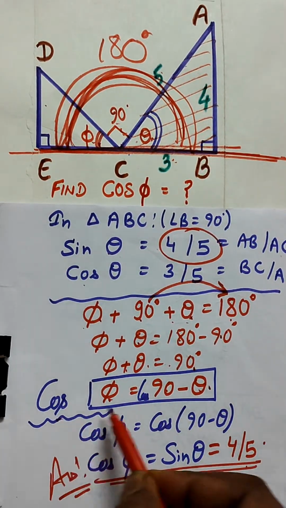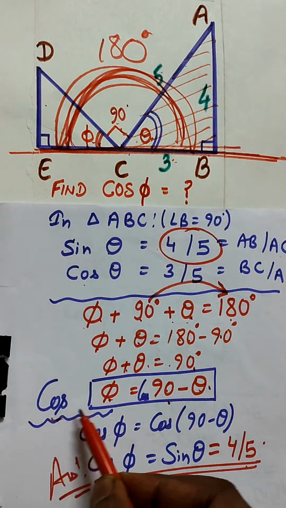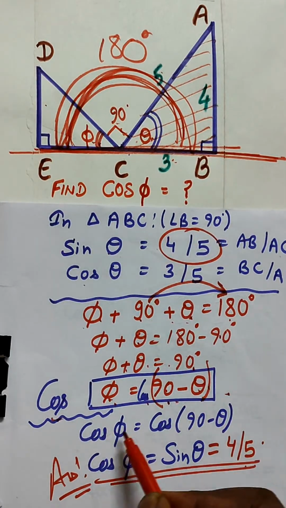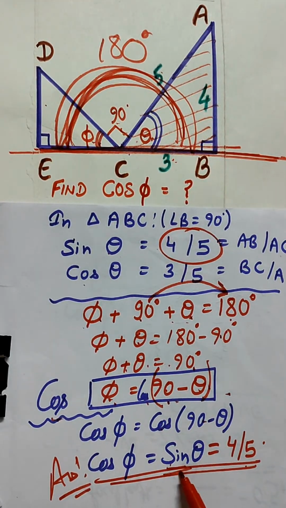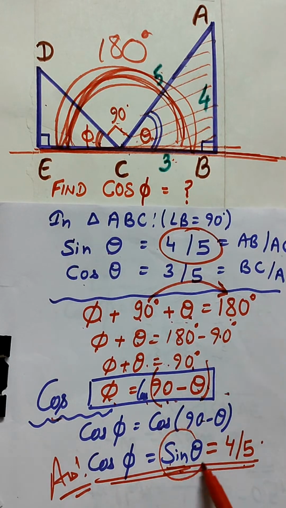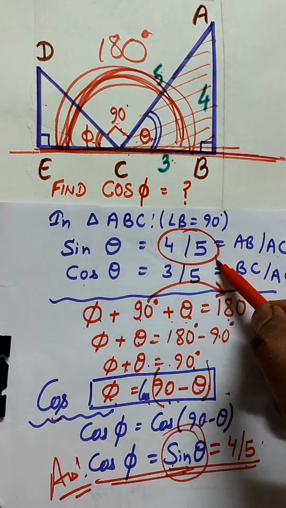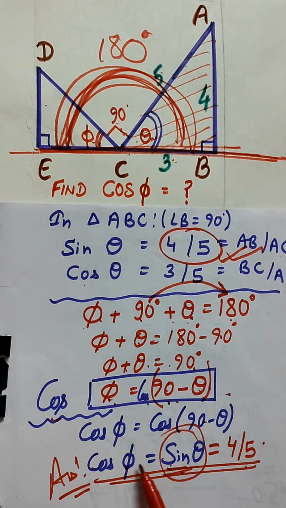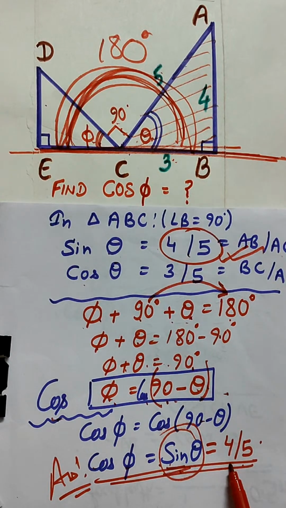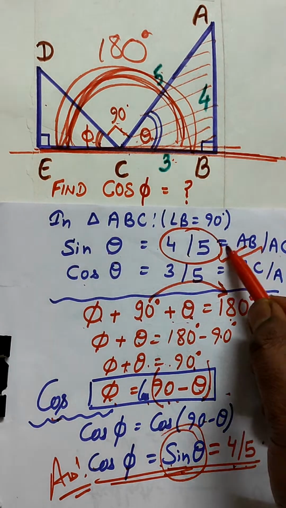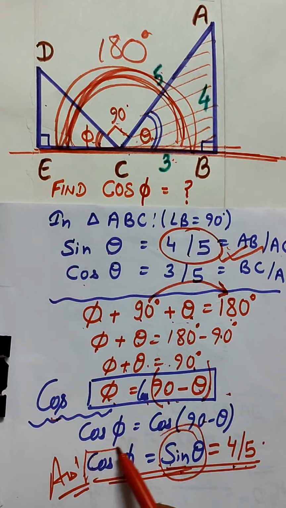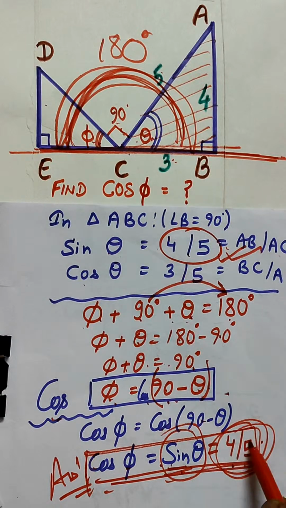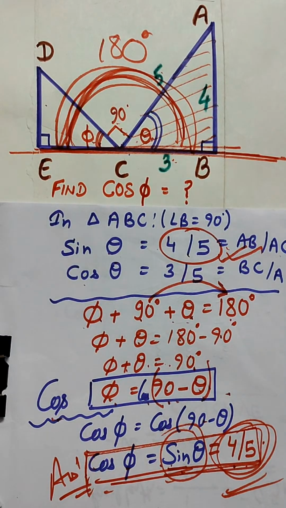When we apply cos on both sides of the equation, cos of phi will be equal to cos of 90 minus theta, and cos of 90 minus theta is equal to sin theta, right? And for sin theta we have already calculated the value of 4 by 5. So the value of cos phi will be equal to sin theta, whose value is known to us, that is 4 by 5. In this way the value of cos phi is calculated as 4 by 5, and this is your answer, right? And in this way we have solved this question.